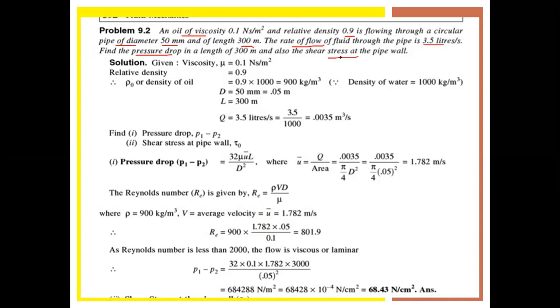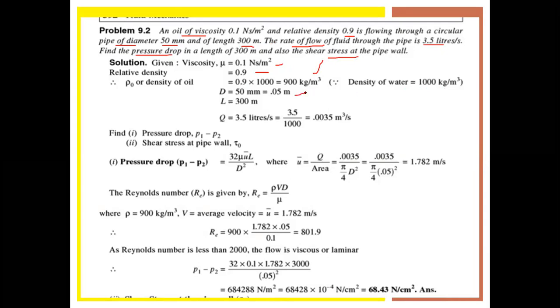Tau, the shear stress. When shear stress comes, we have to think of the tau value, right? Now what is the given data? The viscosity mu is equal to 0.1. Then the density is 0.9 into 1000 kg per meter cube. So here it is oil, so you are taking oil density; if it were water, we would take 1 into 10 to the power of 3, 1000 kg per meter cube.